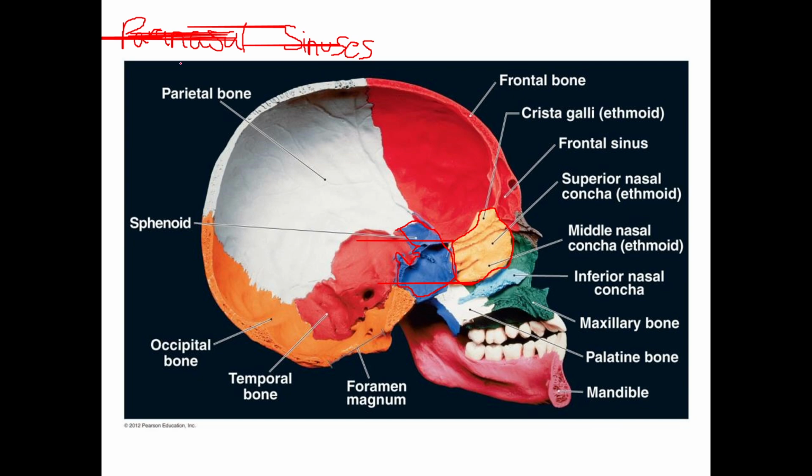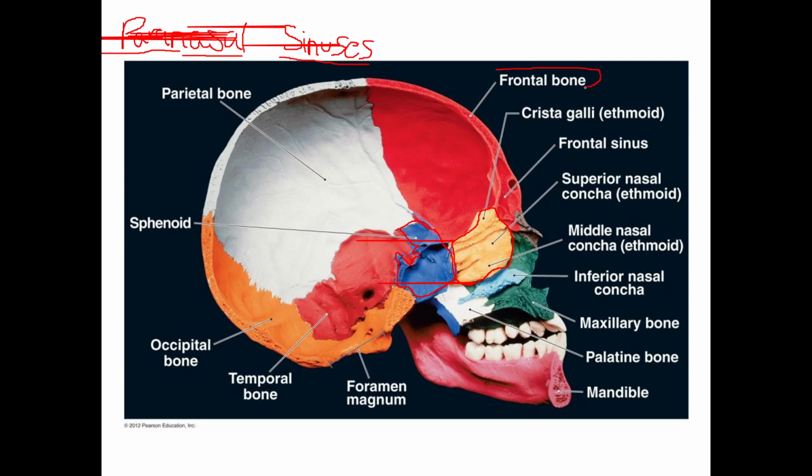Now, the first thing we should probably do is break up this word, even though it looks like PowerPoint did a good job for me already. Para is going to generally refer to around. Nasal is generally going to refer to our nose, right? And then sinus. A sinus is described as a hollow and open area, something that is not dense. And we actually have 4 bones that consist of the paranasal sinuses.